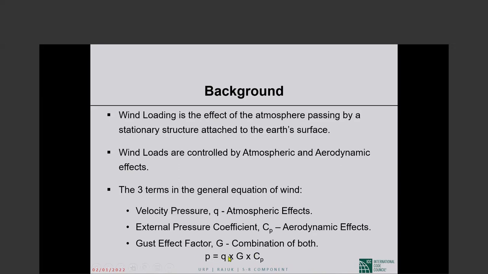Of those three terms in the basic equation, q, the velocity pressure, has to do with atmospheric effects. It doesn't have much to do with the structure itself. The external pressure coefficient has to do with aerodynamic effects. The structure is everything when it comes to C_p. The atmosphere does not play any role. G, on the other hand, the gust effect factor, is a combination of both. It is affected by atmospheric effects as well as aerodynamic effects.